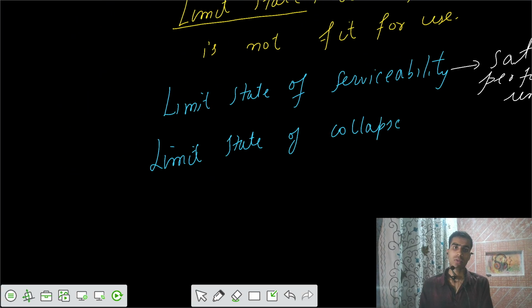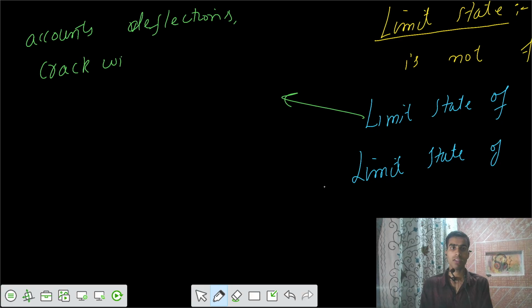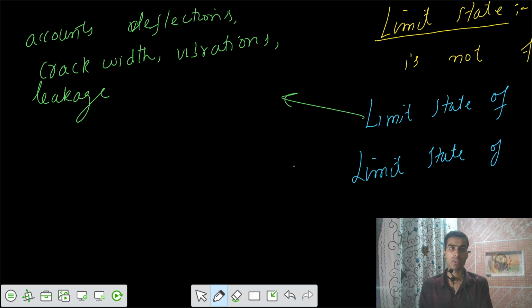Now there are a few terms related to the limit state of serviceability. It accounts for deflections, cracking or crack width, vibrations, and leakage. So these criteria are associated with the limit state of serviceability, and we have to ensure that they do not go beyond the limits we have.